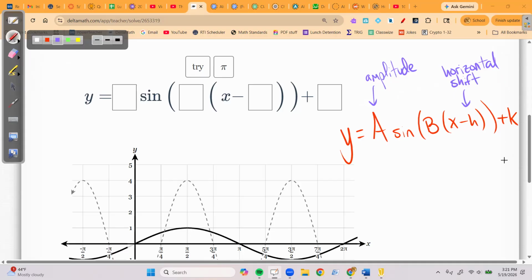And then the K we already talked about, right? What's K? The midline. Good. So the only one of these that really demands our respect and attention is B. And there's a formula for B.